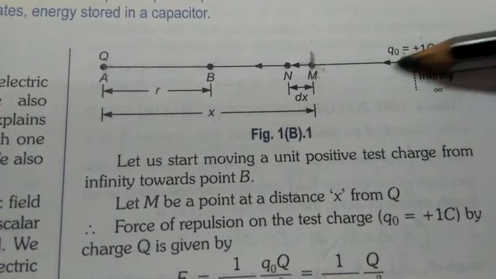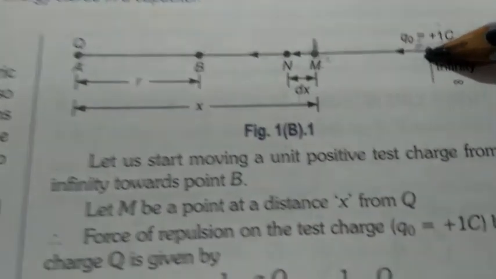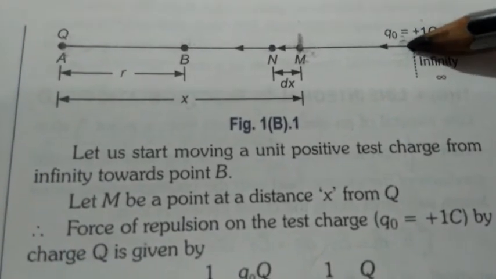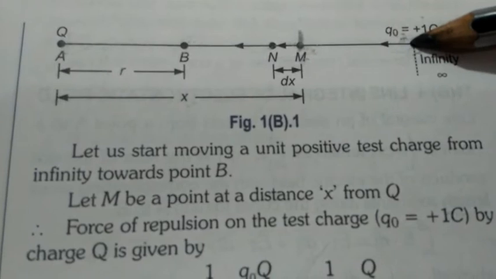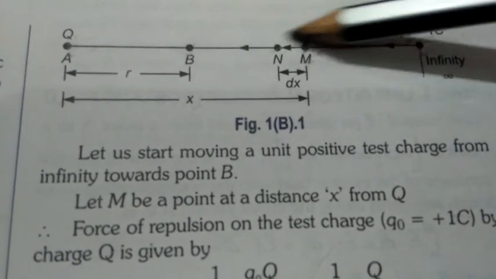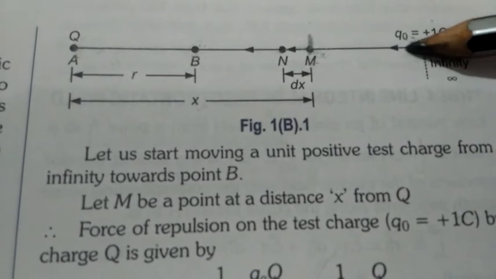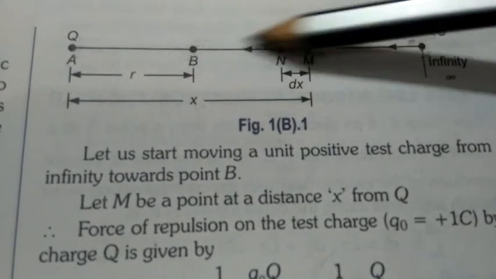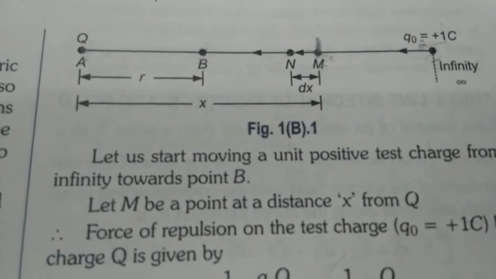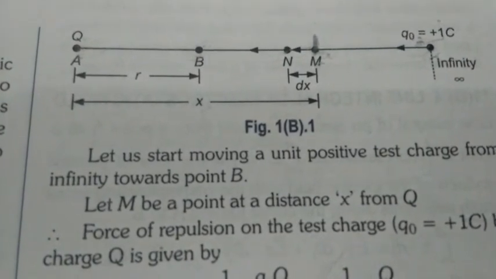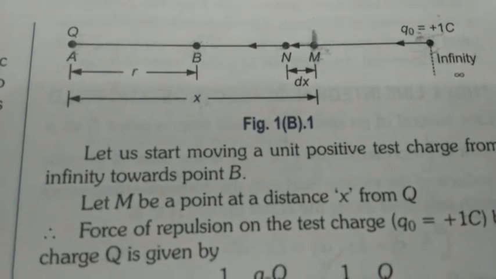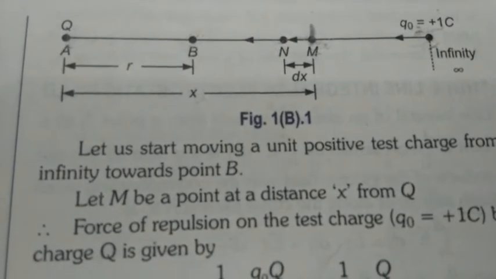One test charge we will take which is situated at infinity, and we will try to figure out the work done in moving this test charge from infinity to point B. When we find the work done in moving it from infinity to point B, that amount of work done will be equal to the potential at point B due to a charge at point A.